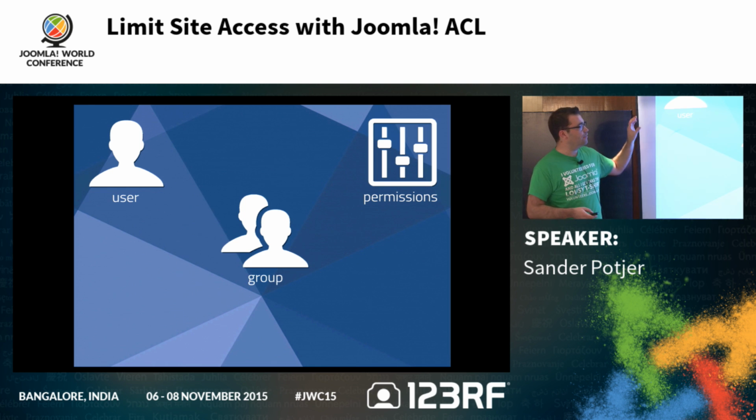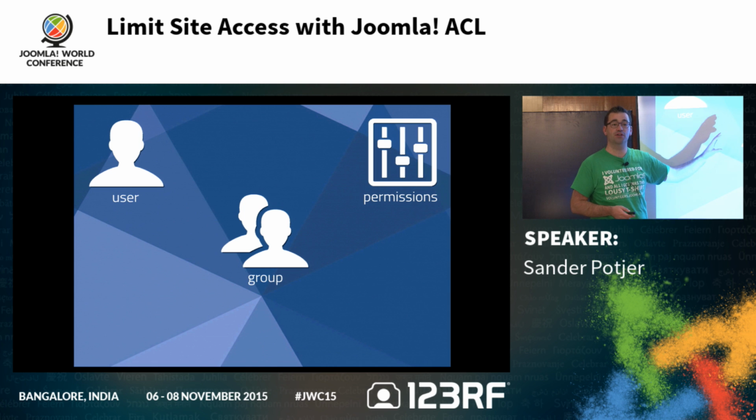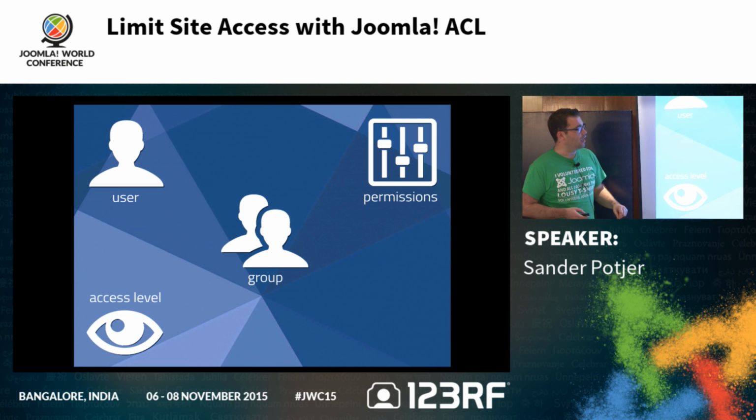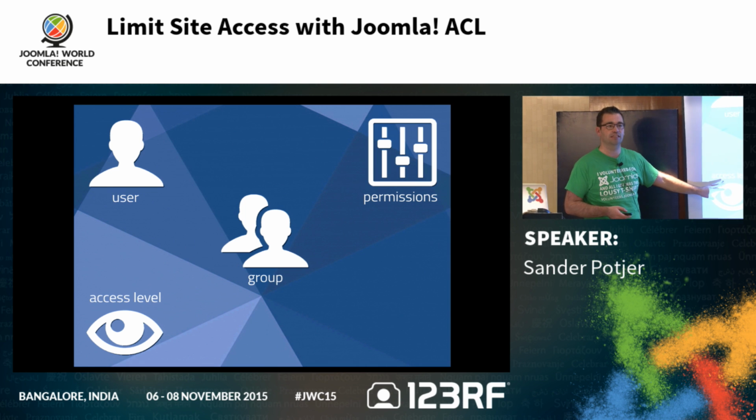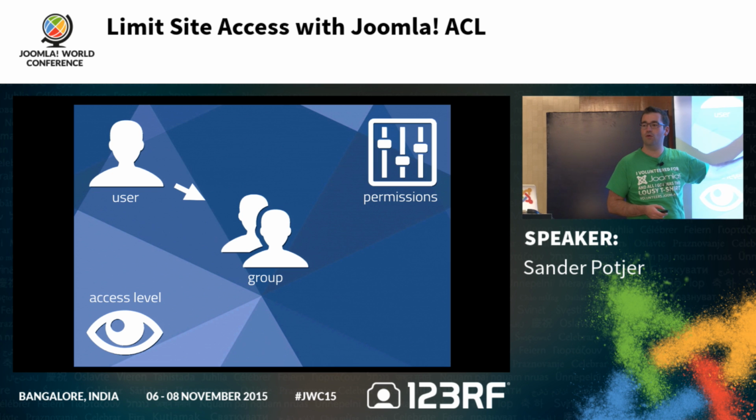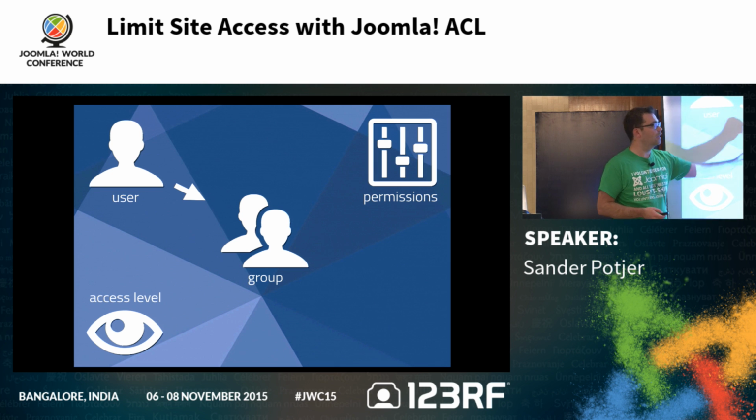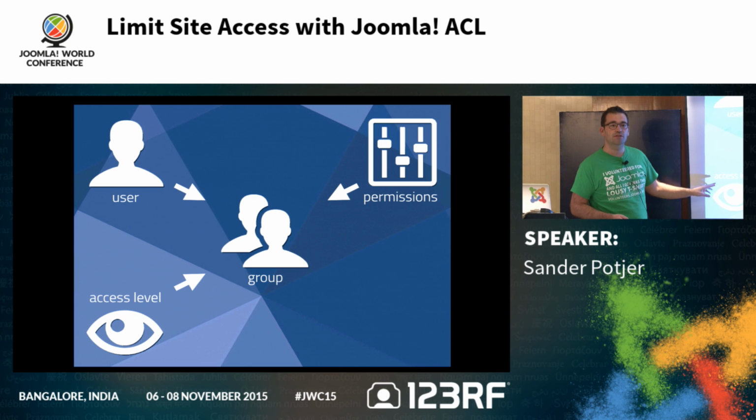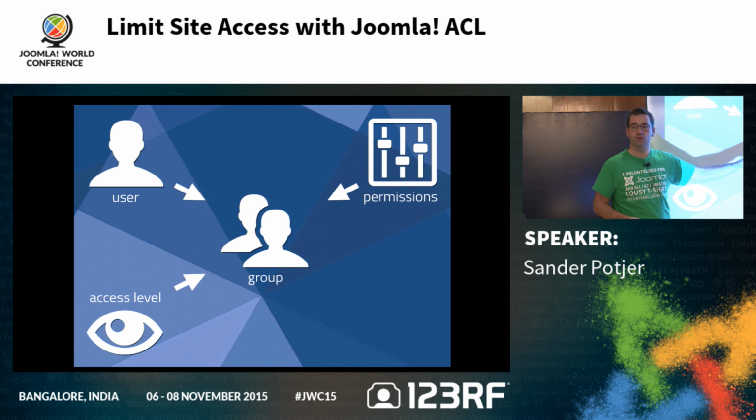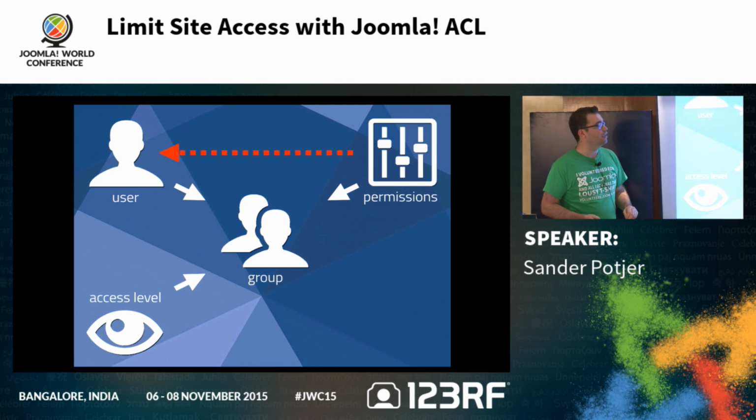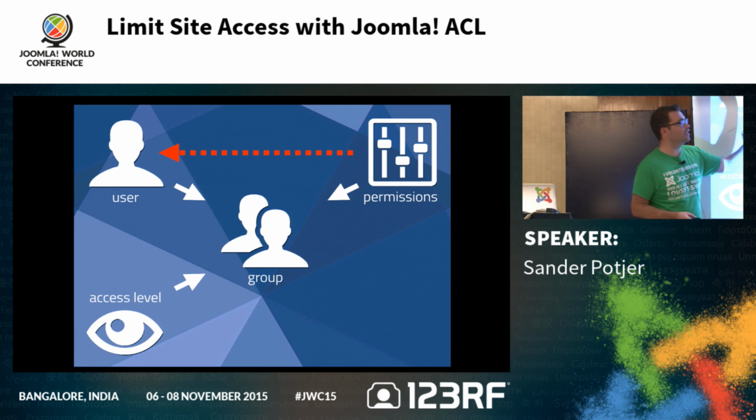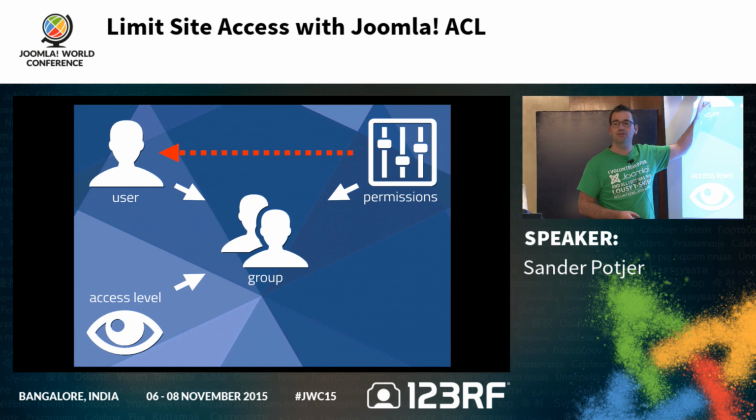So we have the user, the permissions, and then we also have the groups in Joomla. The last part of the ACL system is the access levels, so we can actually view content. Why I'm showing this? A user is always assigned to one or more user groups. The permissions are being assigned to a group too. The access levels consist of one or more user groups. So that means that you cannot assign permissions directly to a user.